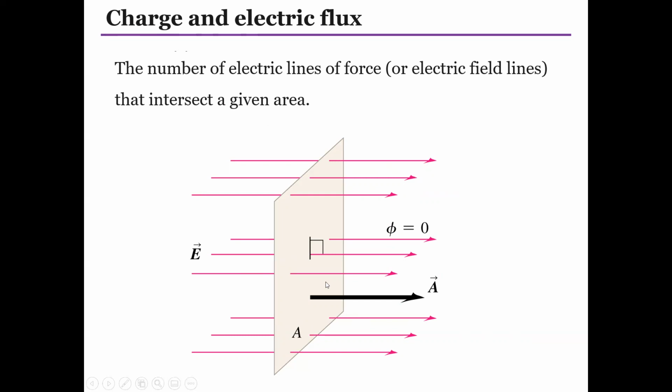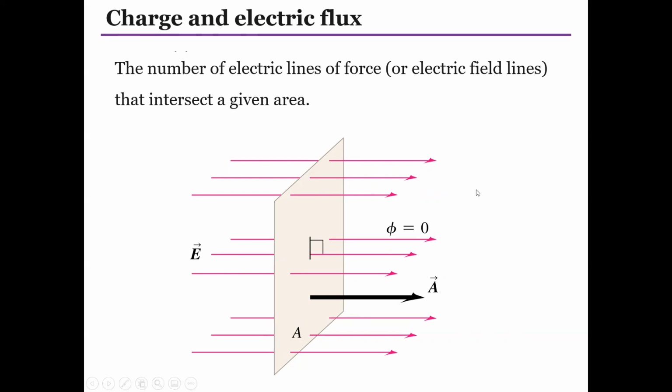We have a certain area A represented by this area, and electric field lines represented by E are pointing towards the positive x-axis, and they are intersecting this area, right? So this is flux. How many electric field lines are intersecting this area? That gives you electric flux. Okay. Now we need to know the technique of how to calculate electric flux. That is the most important.